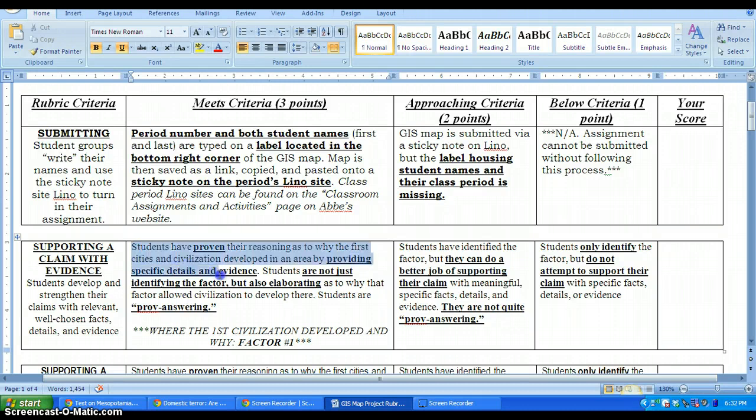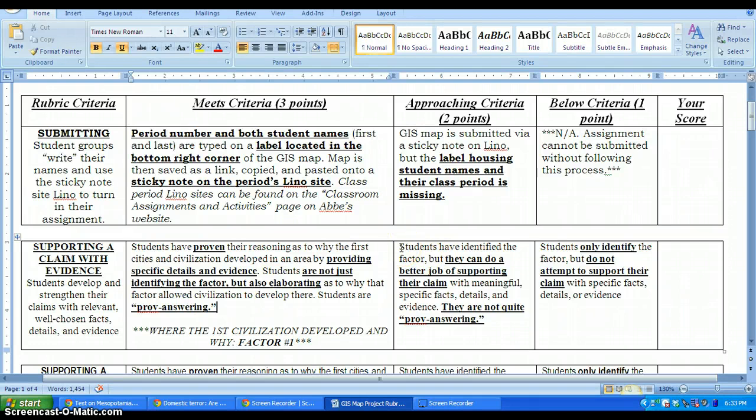So let's look here at your top score, 3 points. Students have proven their reasoning as to why the first cities and civilization developed in an area by providing specific details and evidence. You've got to show me what you know. You have to back it up with proof. Make me believe that you know what you're talking about. I don't need to just identify the factor, but also elaborate as to why that factor allowed civilization to develop there. So if you tell me the first civilization developed in Afghanistan by a river, that's not enough. You need to tell me, well, why is that important? How does that help civilization develop there? How does that tie into farming? What do people use the river for? So you have to go beyond just saying there's a river in Afghanistan.